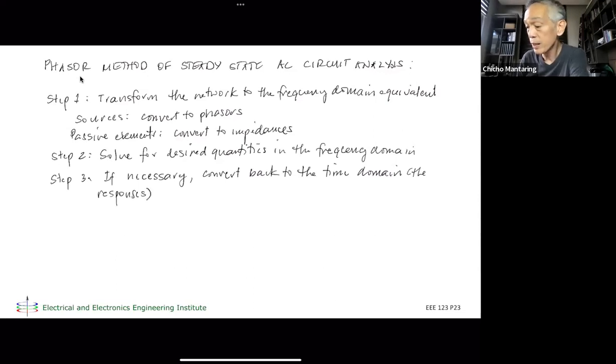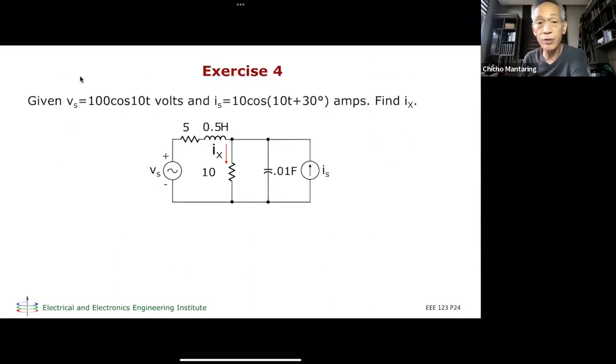Okay, so let's take another example. Ito yung exercise 4 dun sa notes ko. Given V of S is 100 cosine 10t volts. Okay, so this is an AC voltage source. Then I of S is an AC current source, 10 cosine 10t plus 30 degrees amperes. I want to find the time domain expression for I of X. Okay, so how do I go about that?